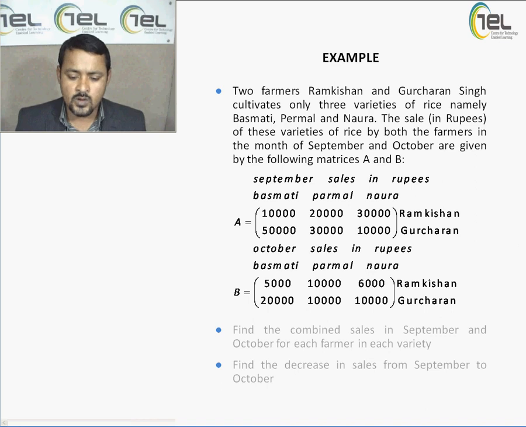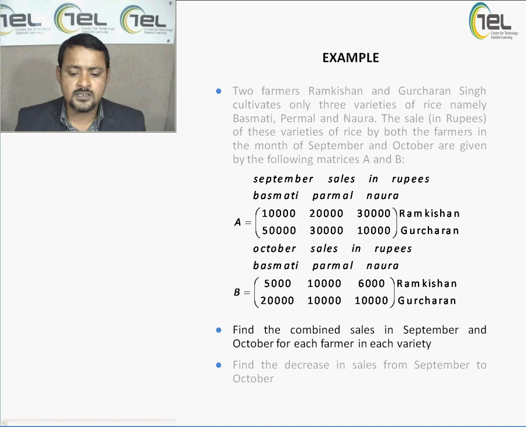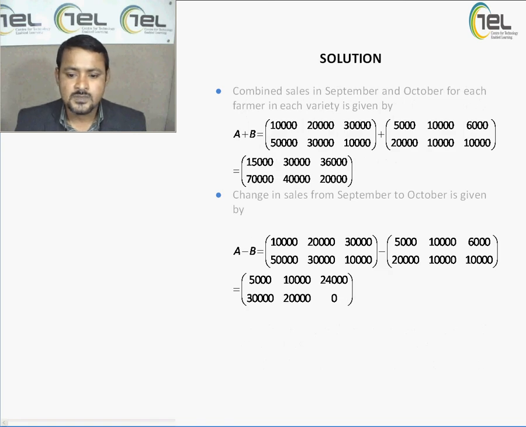Similarly, in the lower end, the matrix B denotes the sales of both these farmers for the month of October. We have to find the combined sales in September and October for each farmer. Combined sales, so we have to add. We also have to find the decrease in sales from the first month over the second month, so we have to subtract. How is this done? For combined sales, we add both the matrices, each number with the corresponding number in the second matrix: 10,000 plus 5,000, 20,000 plus 10,000, 30,000 plus 6,000, and so on. We have A plus B.